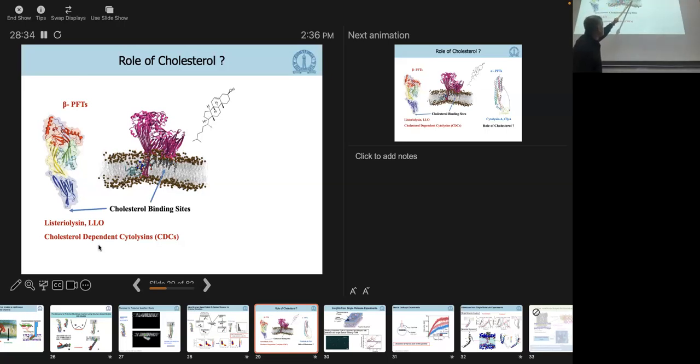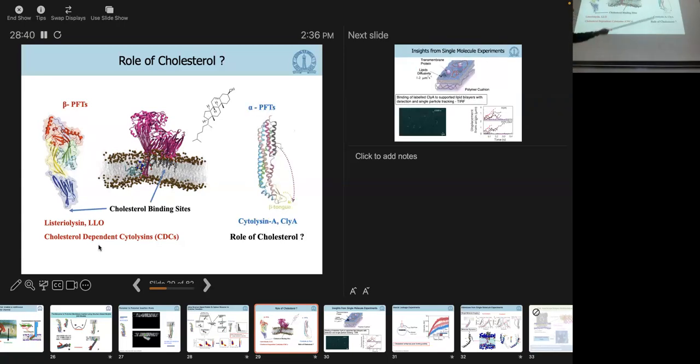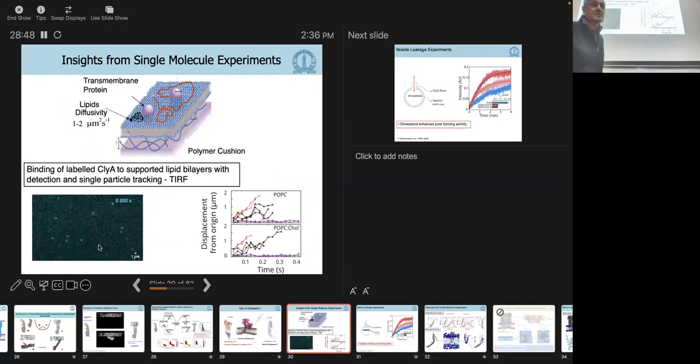And you find that these are all the cholesterol molecules binding to these motifs, right? Now, in the case of the alpha toxins, it's not very clear where cholesterol would bind because there are no distinct cholesterol sites being implicated. So what is the role of cholesterol? That's what we set out to answer.